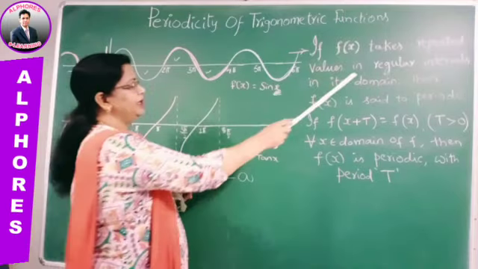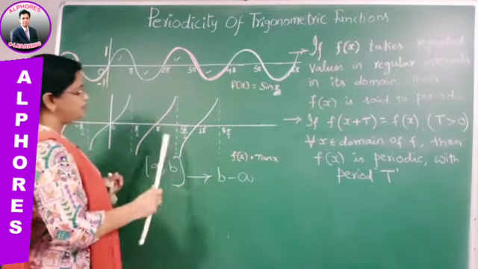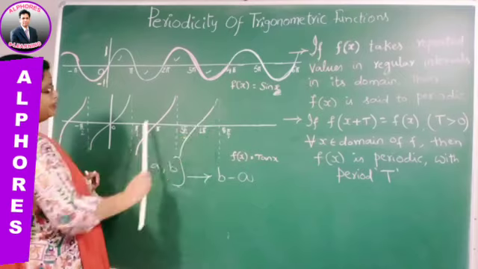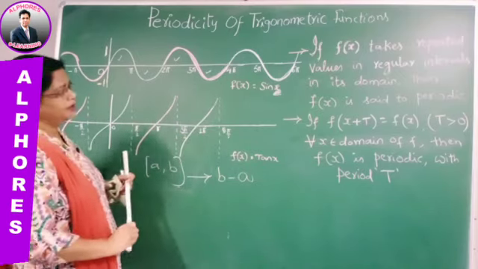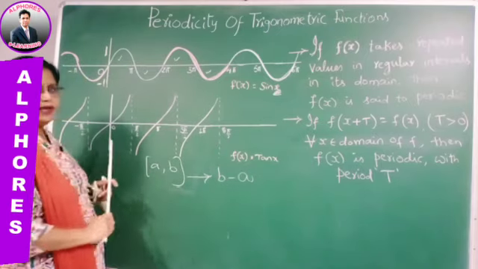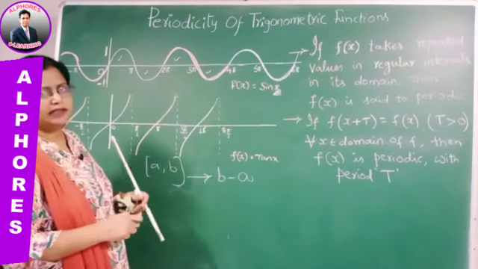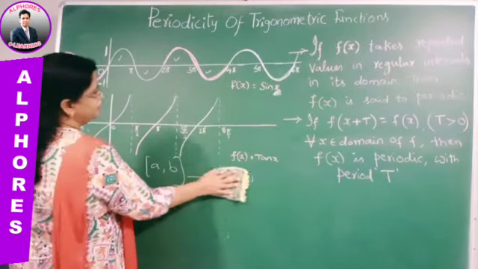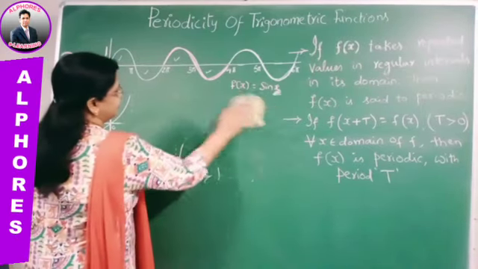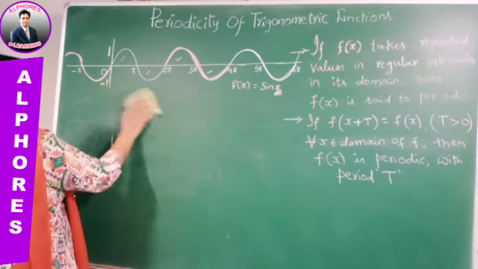That means in regular intervals the tan function takes -infinity to +infinity kind of values. Therefore the period of the tan function we have discussed as pi. In this way students, if you observe the trigonometric functions, we can write the periods obviously.